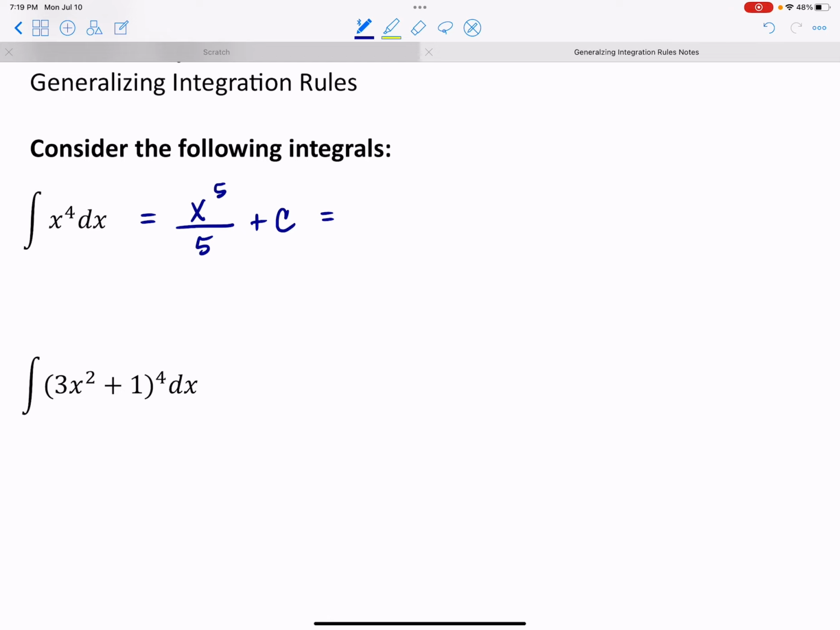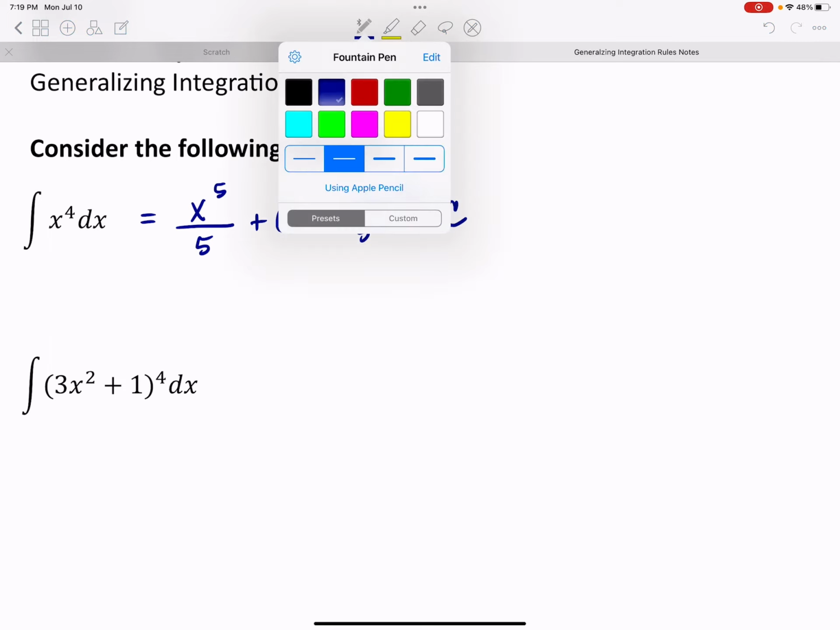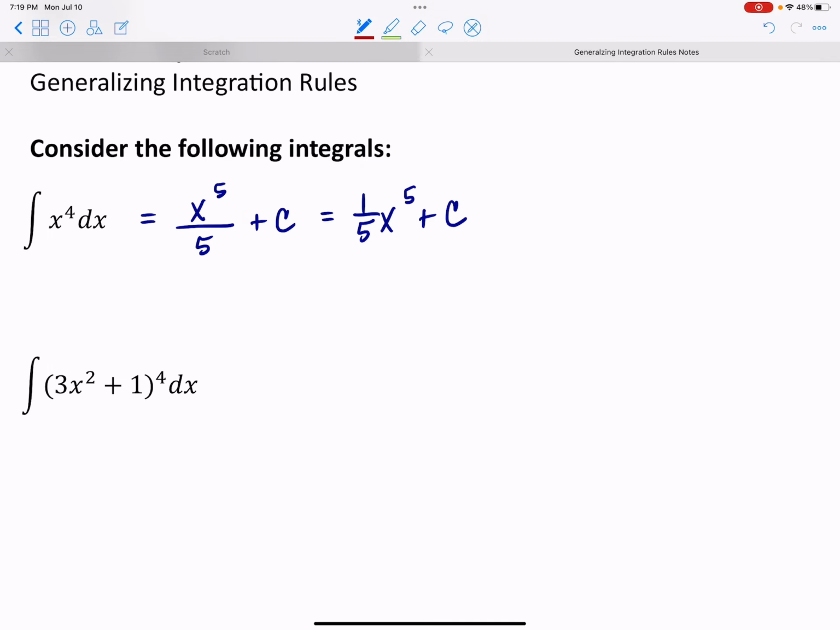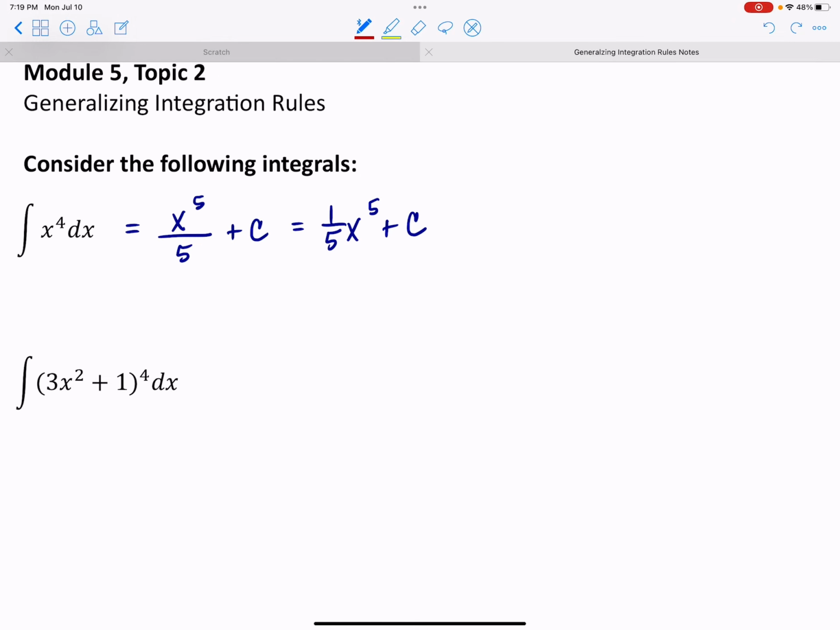Now I prefer to write the coefficient as 1/5 x to the fifth instead of that fraction, but either way would be fine. Now remember, if you wanted to double check your work, we take the derivative of this antiderivative and it should take us back to the integrand. So let's just double check. If I took the derivative with respect to x of 1/5 x to the fifth plus c, then I should get back to x to the fourth, and in fact I do.